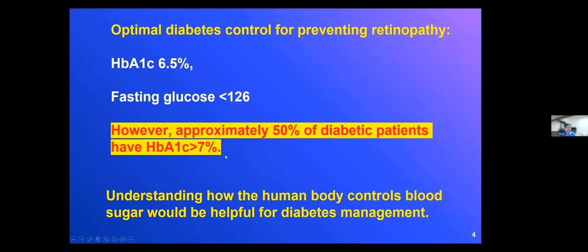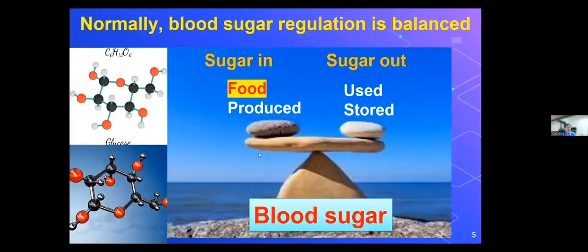I think for this community lecture, I would give you some basic information about how the human body controls blood sugar. I think understanding this would be helpful for diabetes management. So normally, the blood sugar is balanced.